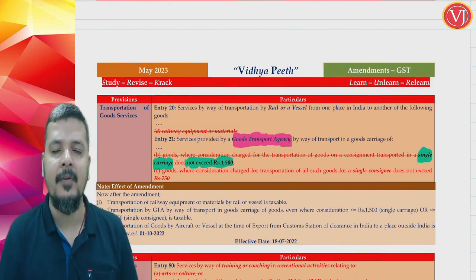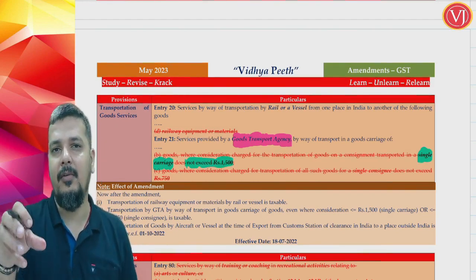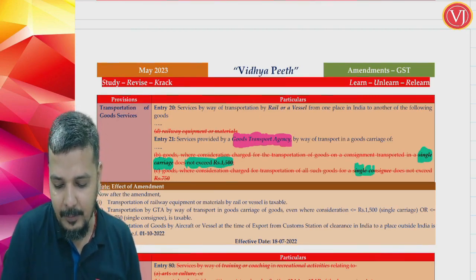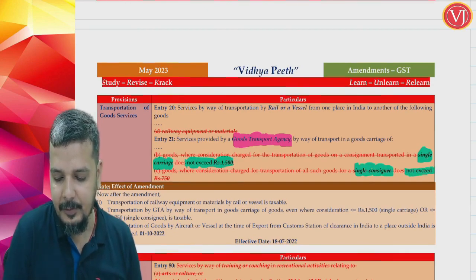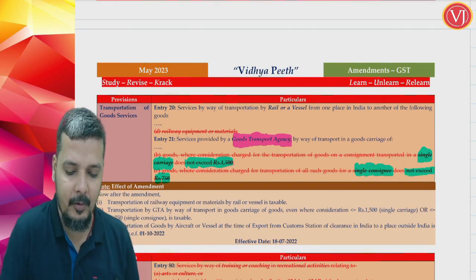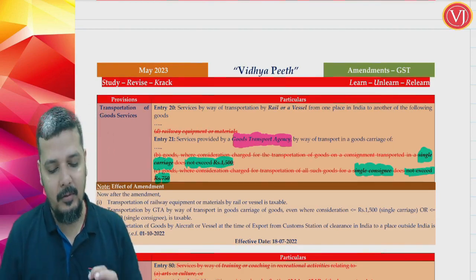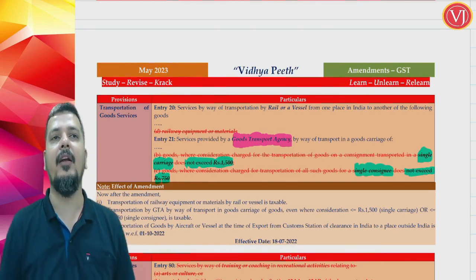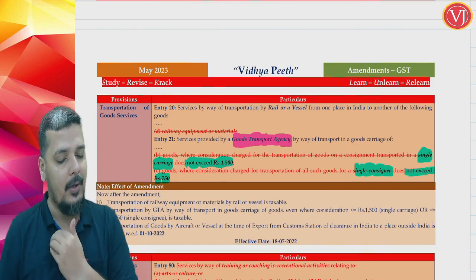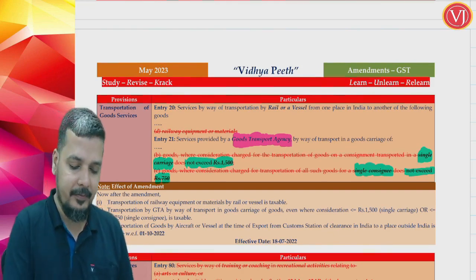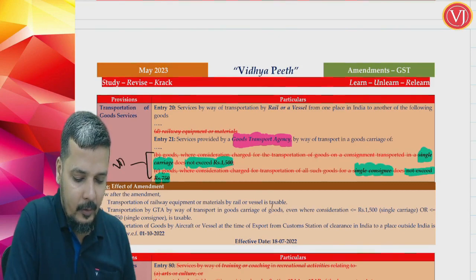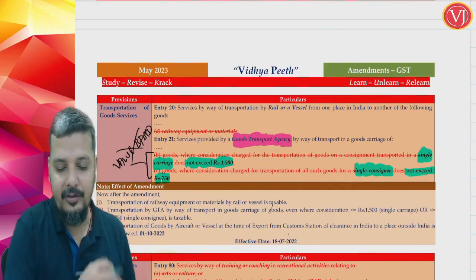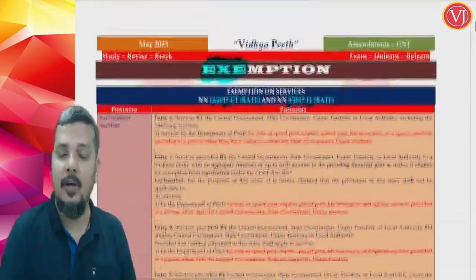Now that exemption is removed. If you are not booking the entire truck, but you are one of the consignees in that truck, then if the consideration did not exceed 750, it was exempted. Now that exemption is removed. When I say the exemption is removed, it means it is taxable. You need not see whether the amount paid for the entire truck is up to 1500 or per consignee it is up to 750. Your value based exemption is no more there for your GTA. That is with respect to exemption.